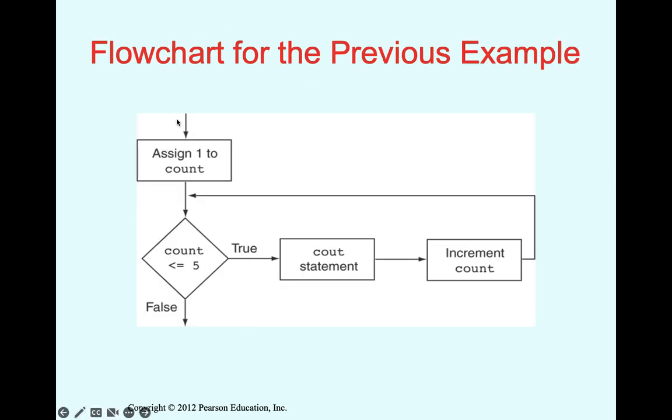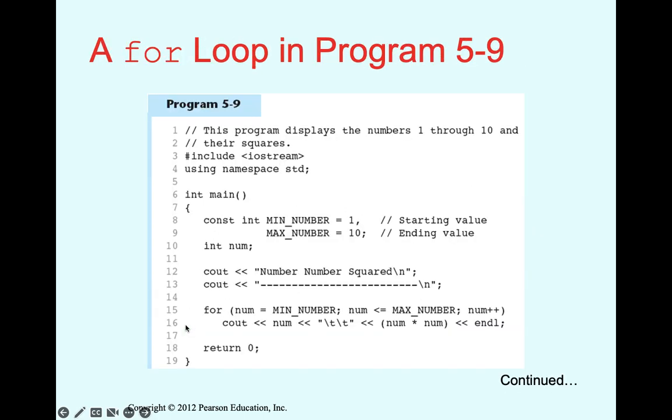So this is the flowchart. We start by assigning 1 to count, and then we check the condition, we print, and then we increment, and so on. We do this 5 times till we get false, and we finish.